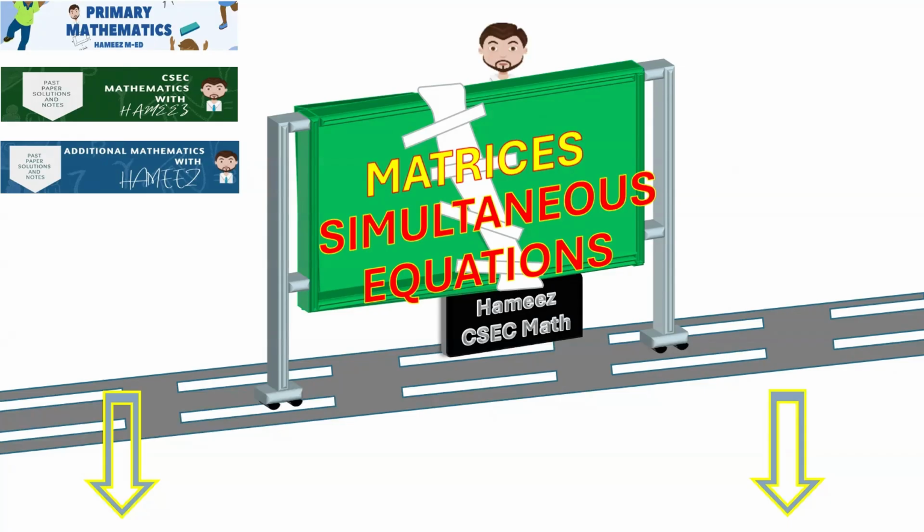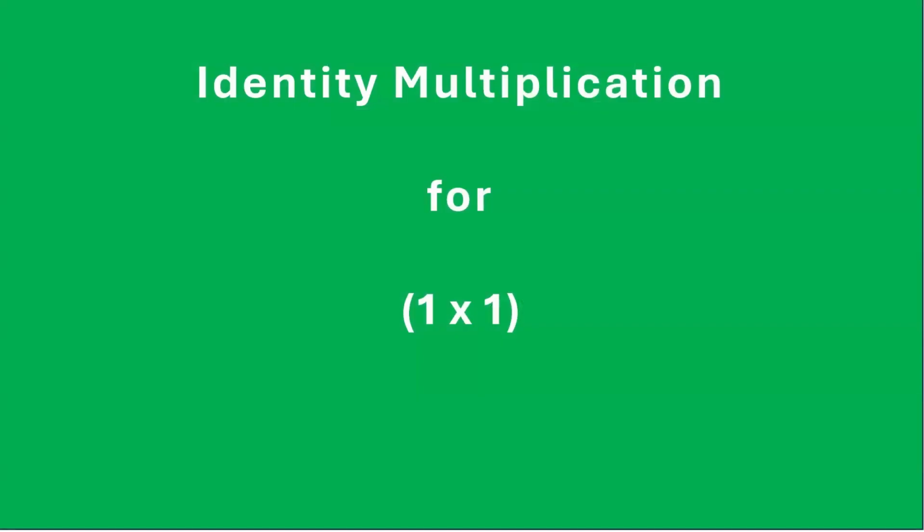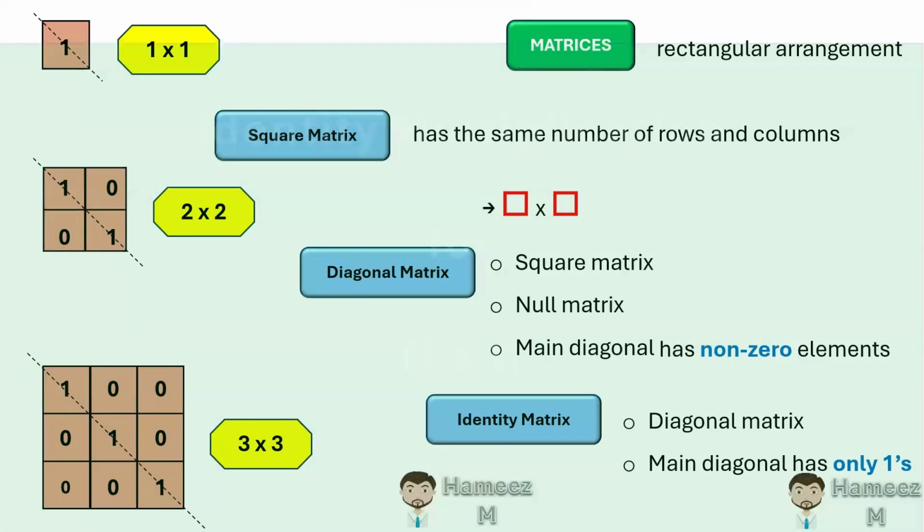So we want to be able to work with this. So let's start with the identity when we're using a 1 by 1 matrix. So let's recall the identity matrix as we had in our first video, as this is our third of 4 videos. An identity matrix, the main diagonal is 1 and the rest of it is 0 elements.